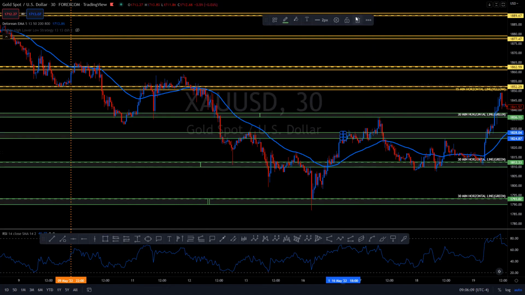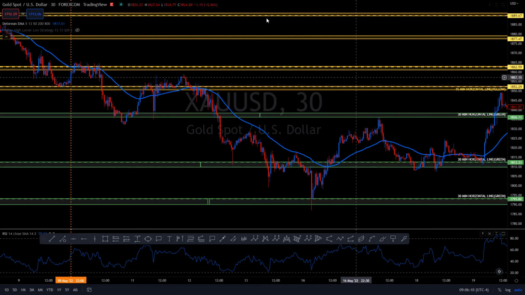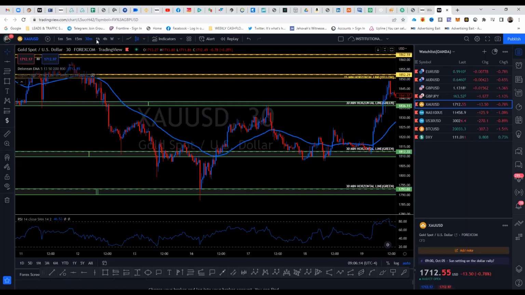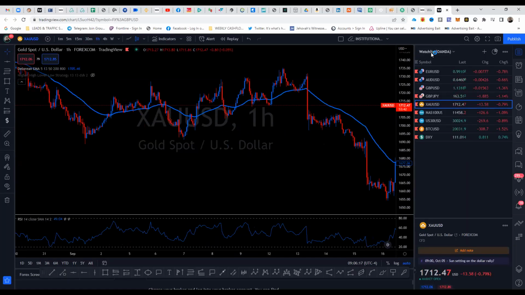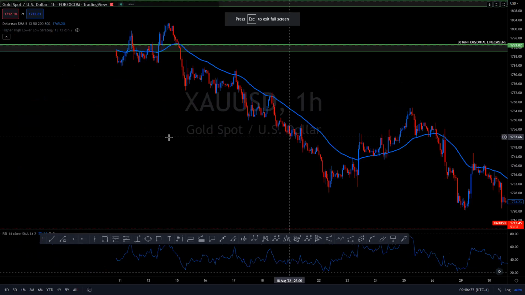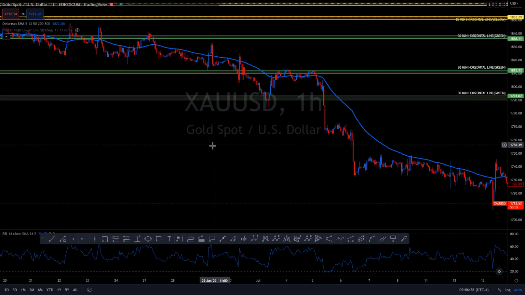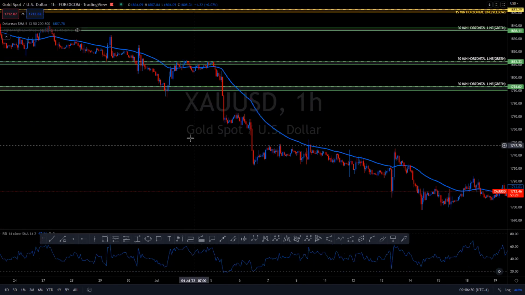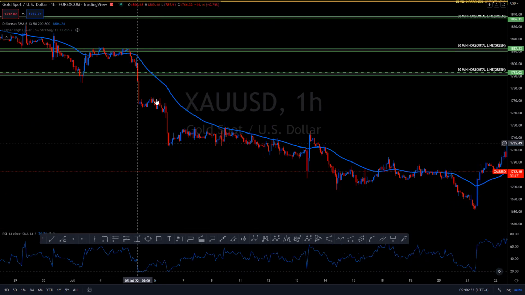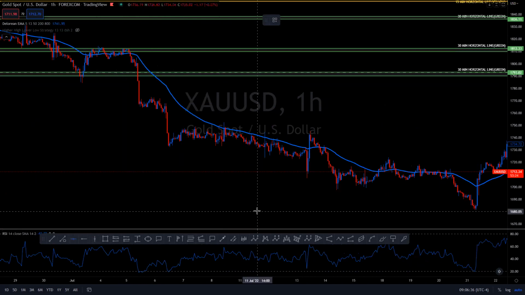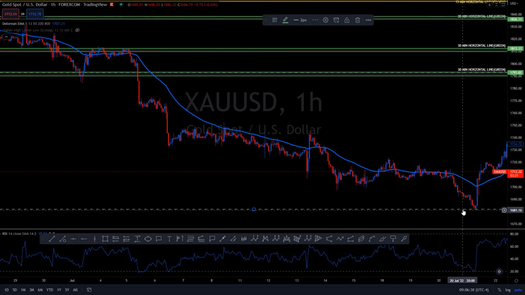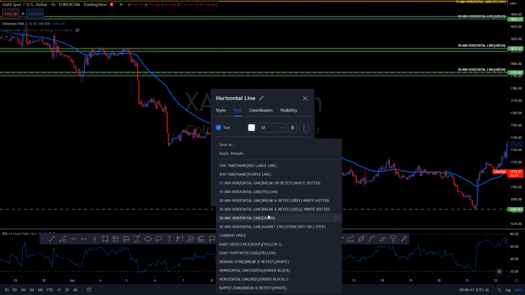All right, so we got everything marked up. So now let's go ahead and move on to the 1 hour. So now we see that there was an alternate demand zone down here. That's when price shifted and started going into an uptrend after doing pretty much a downtrend move.